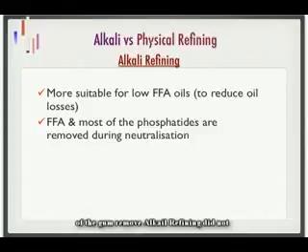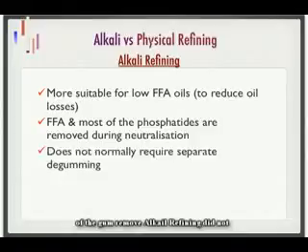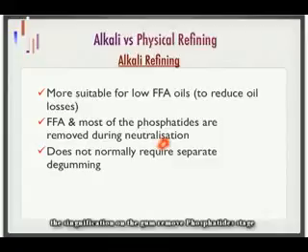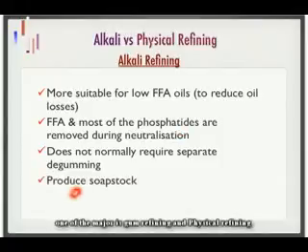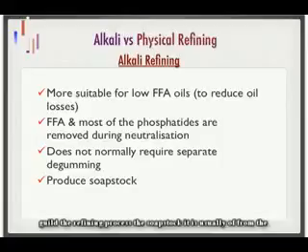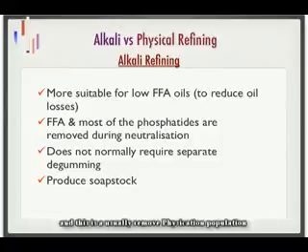So in the alkali neutralization step, a lot of free fatty acid and the phosphatides, or the gums, will be removed. Alkali refining does not normally require a separate degumming step, because during the alkali neutralization step, a significant amount of gums has been removed at this stage. One of the major differences between alkali refining and physical refining is the production of soap stock in the alkali refining process. The soap stock actually results from the reaction of the free fatty acid and the alkali, and this is usually removed by centrifugation.